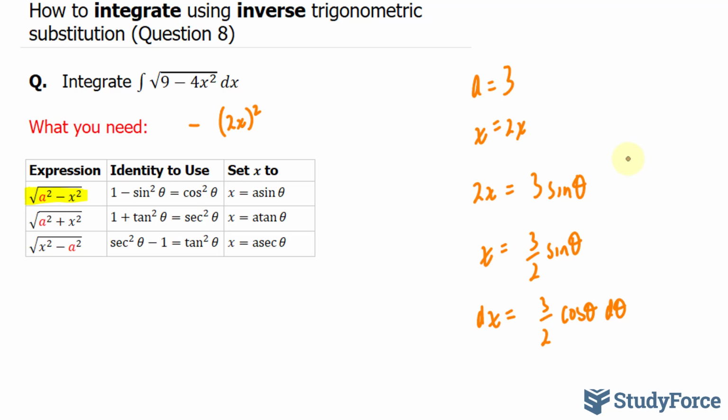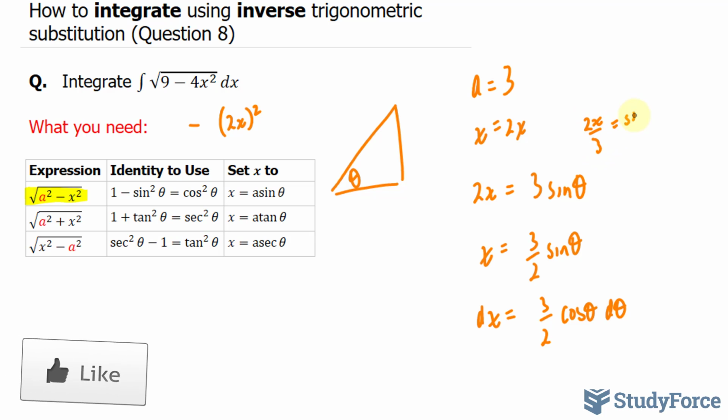But before we do that, I want to visualize what 2x is equal to 3 sine theta looks like. If we had a right triangle and we called this angle theta, sine represents opposite over hypotenuse. So if we divide both sides by 3 at this point, we would end up with 2x over 3 is equal to sine theta. This would be our opposite, and this would be our hypotenuse. So I'll put down 3 over here, and my opposite is 2x. And if I perform the Pythagorean theorem to find out my adjacent side, I should end up with the square root of 9 minus 4x squared. We'll use this later in our integration.